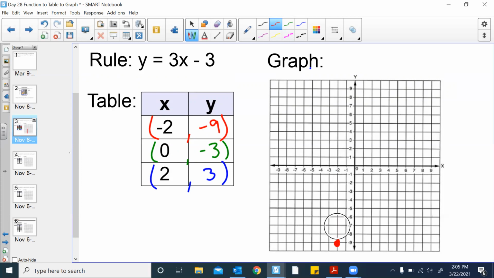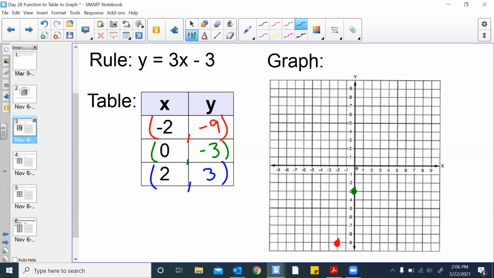I'll erase my work. My second point, I have x is 0, y is -3. Well, if my x is 0, I did not go left or right. This is where you guys make your most common mistakes. I'm not going to go left or right. It's 0, so I don't move. I just have to wait for my elevator, and I go down 1, 2, and 3. And this is my next point, 0, -3.